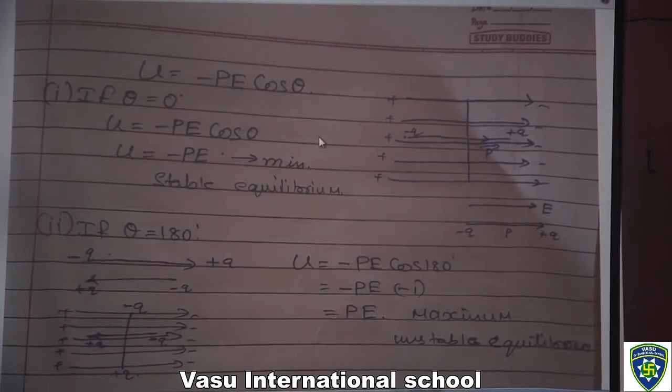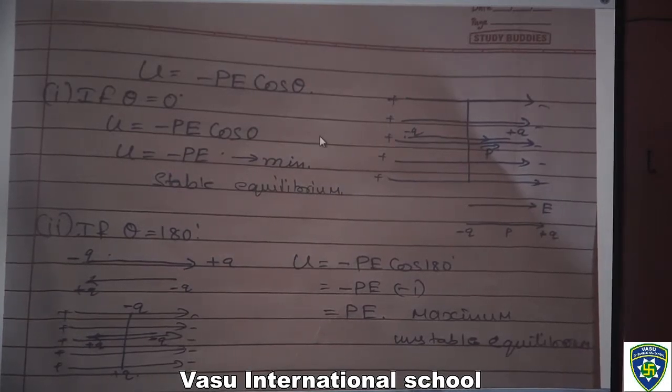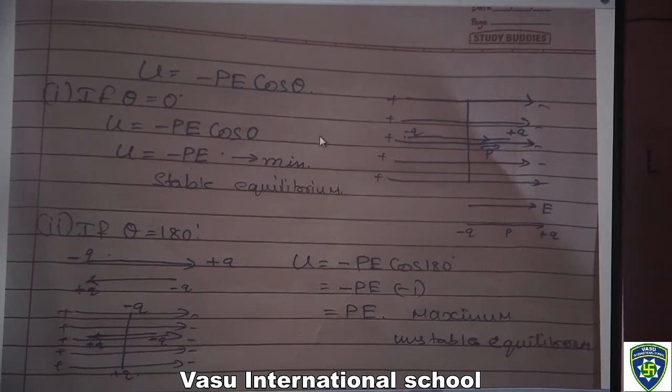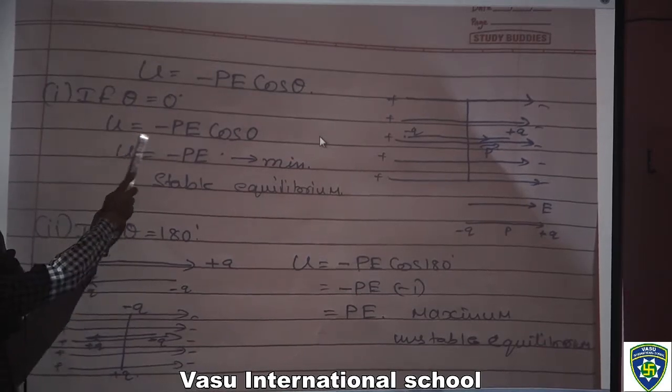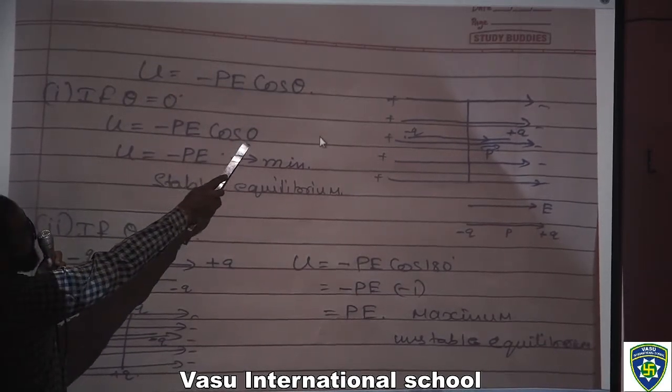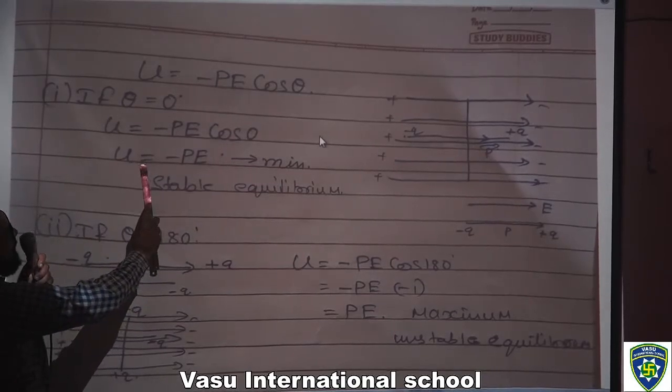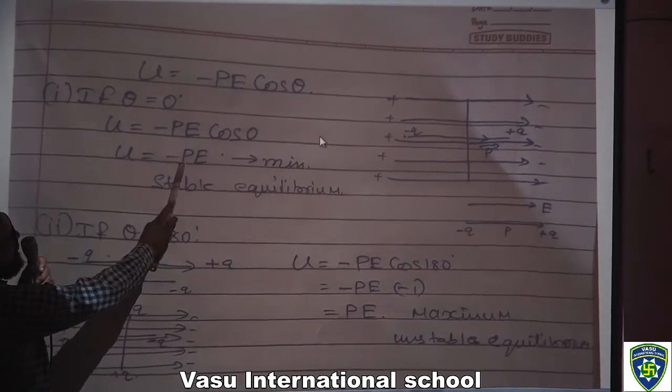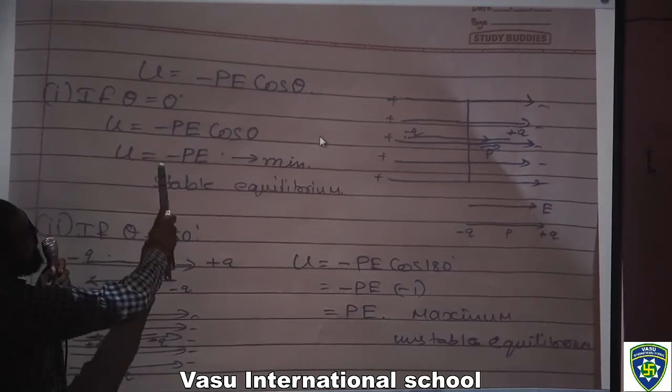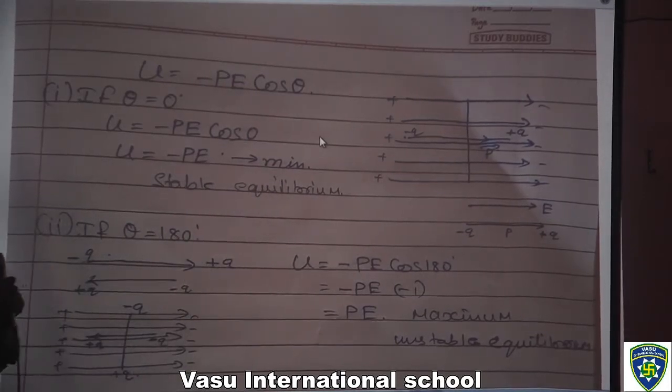Now the second condition: if theta is equal to 0, then what is the equation? Potential energy is equal to minus P E cos 0. Cos 0 is 1, so potential energy is equal to minus P E. So it is a minimum value, and it is a stable equilibrium.